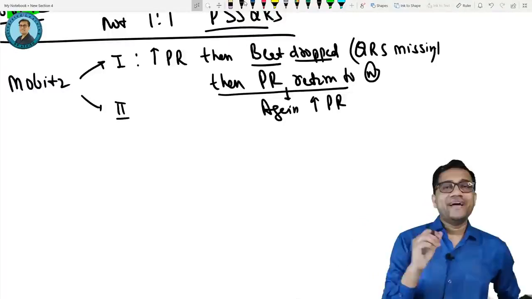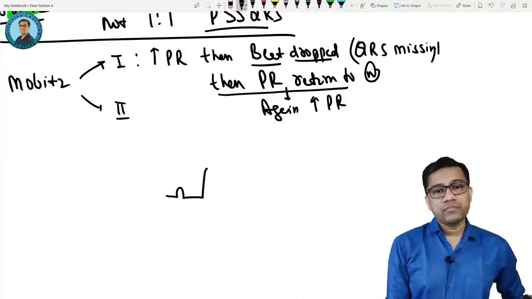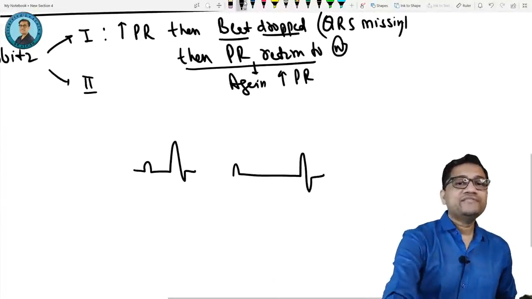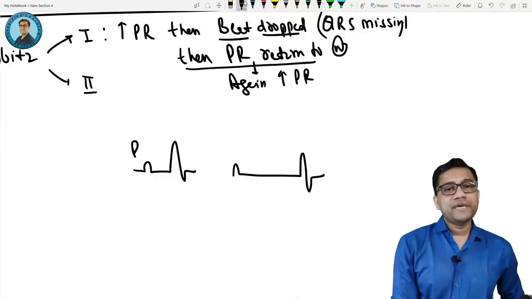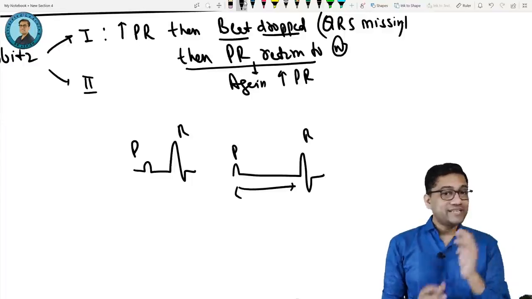Easy technique. Let's say a husband comes home late. So he comes home late, and he comes even later. The wife says nothing. So what is happening? The P and R interval is the same or increasing? It is increasing.